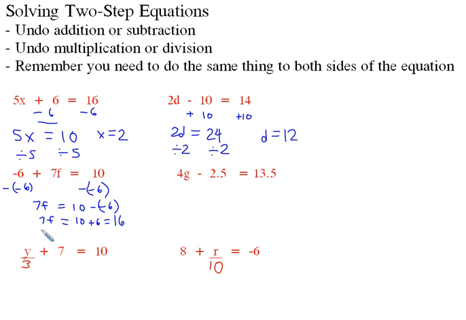So then we divide both those things. 7f is now equal to 16. So we divide both sides by 7.